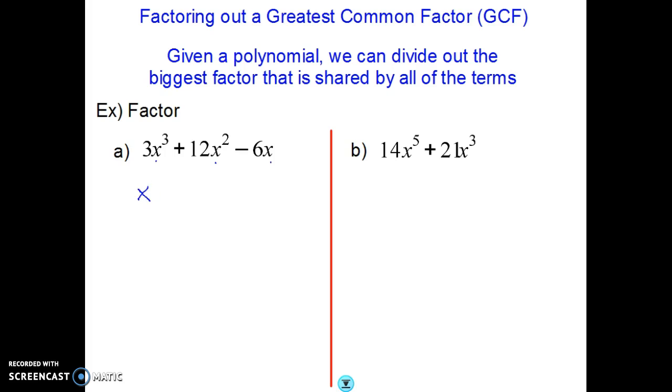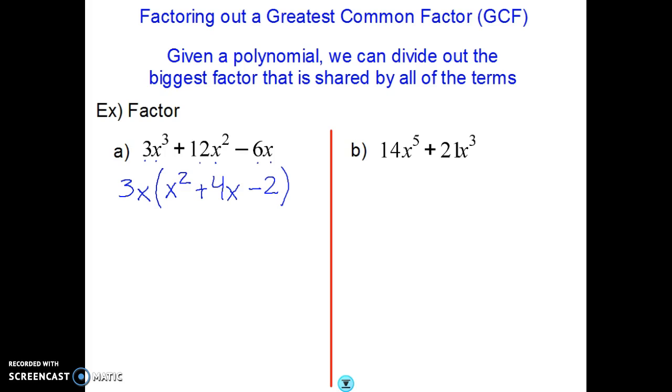We can also see that 3 goes into 3, 12, and negative 6. So we can factor out not just an x, but actually a 3x. Well, when we divide that 3x out, if we divide 3x out of 3x cubed, we're just left with 1x squared. If we divide 3x out of 12x squared, we're left with 12 divided by 3 is 4, x squared divided by x is x. And if we factor 3x out of negative 6x, we're left with just negative 2, and no x is left. And that's all we have to do on that one.